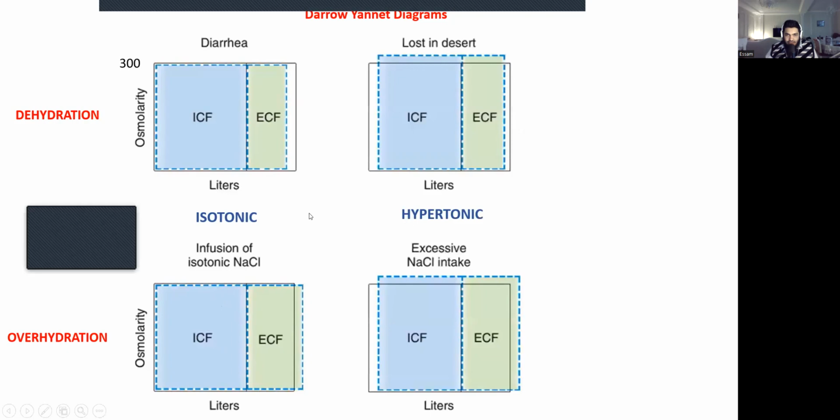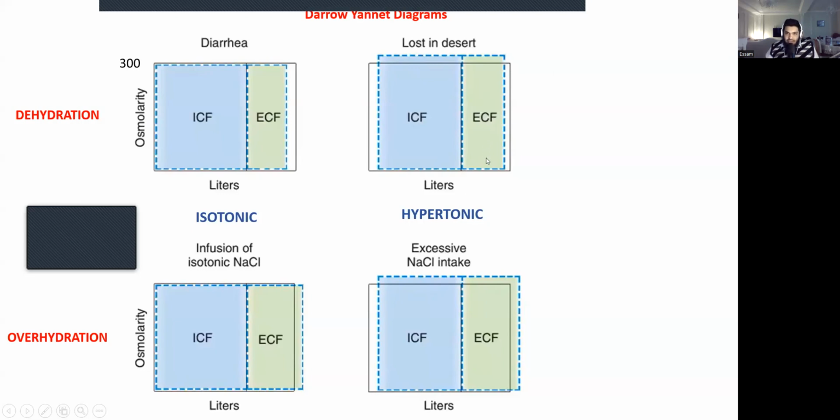Now let's see the second case. The second case is hypertonic. You see, this black line is the normal line. In the above figure also, in the bottom figure also, black is the normal line. And where is the concentration going? It is going above, hyper. Now this is hypertonic dehydration. You can see it's above normal concentration and ECF is lost.